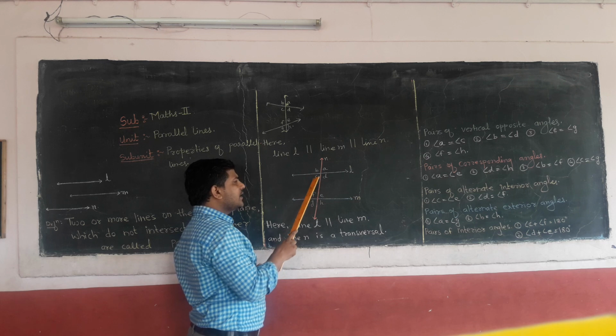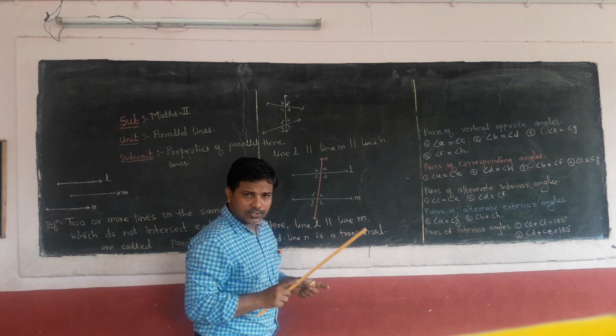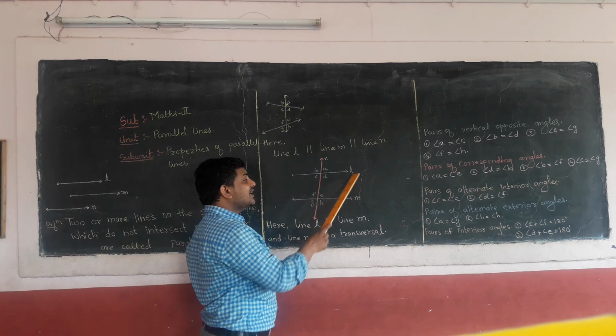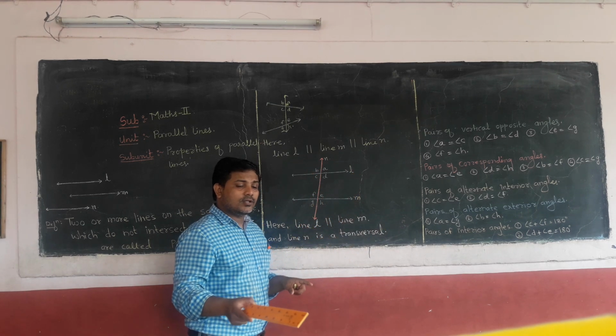Upper angles and the lower angles, these are the corresponding angles. Understood? And these are congruent when the lines are parallel. Already you have learned it.